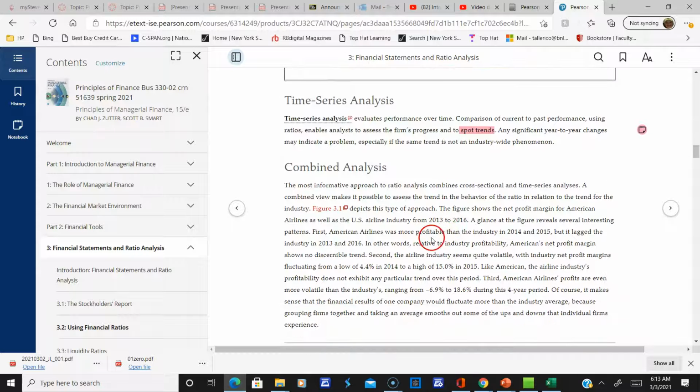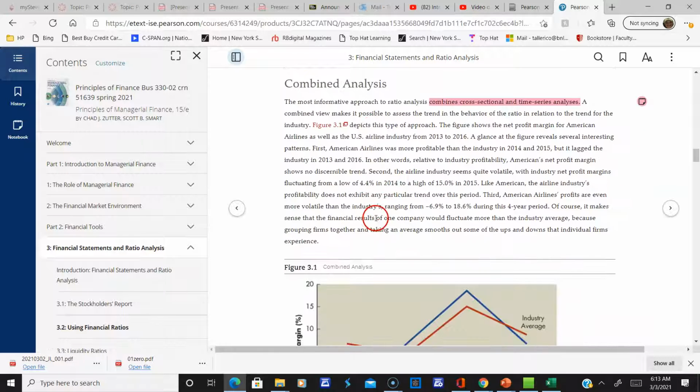Okay, and then combined analysis basically combines cross-sectional and time series. So you're comparing it against somebody else, but over time. So you're doing both at the same time. Okay, so I just want to say that. So you can assess the trends in the behavior of the ratio in relation to the trend for the industry.